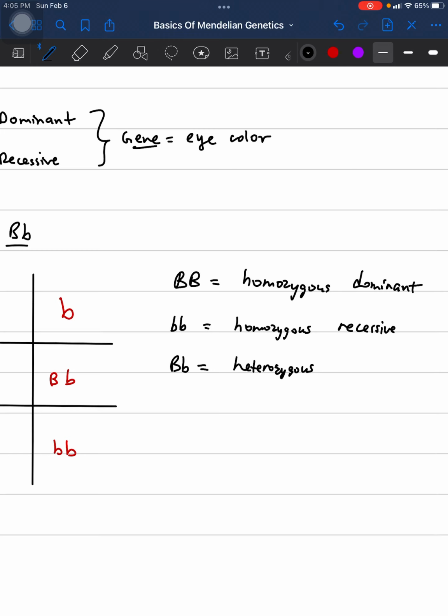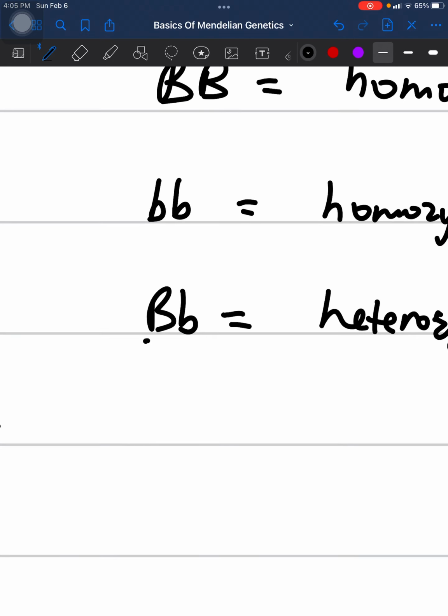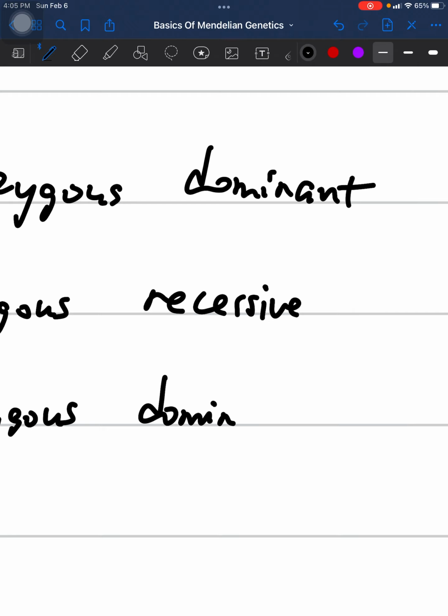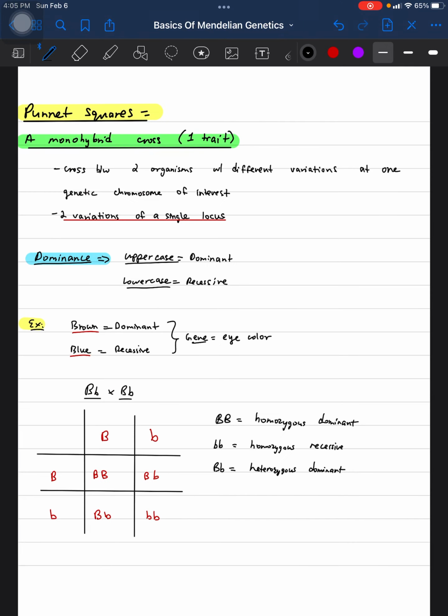And usually when we're looking at something like this, it is a heterozygous dominant offspring, because the dominant allele always takes precedence over the recessive allele. So heterozygous. And there's nothing in Mendelian genetics that is called heterozygous recessive. The dominant allele will always take precedence over that recessive allele if they're found together.